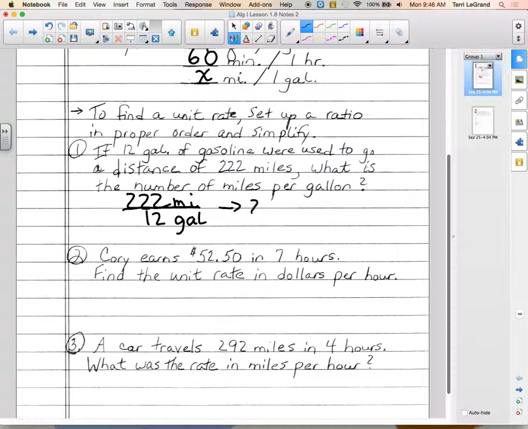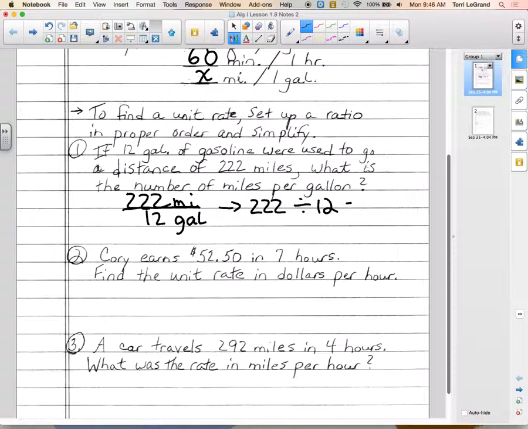So let's show what we're going to actually put into our calculator before we do it though. We're going to put in 222 and divide it by 12. And if we have to round, they'll typically tell us what to round to, but I don't think this one should have to be rounded. Go ahead and divide that out. What do we get?